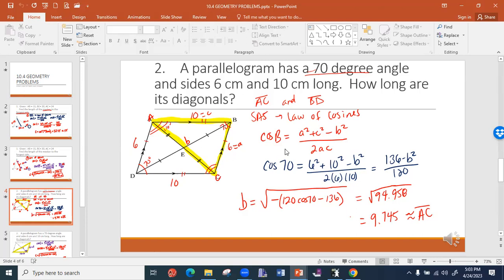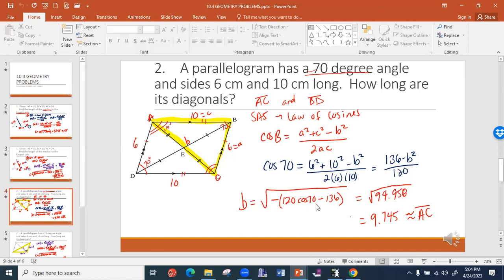In order to do that, I have cosine of B equals a squared plus c squared minus b squared, divided by 2 times a times c. I'm going to substitute all the values in where they go: b, 70, a and c. I simplify. Once I simplify, my goal is now to get b by itself. In order to get b by itself, I'm going to have to multiply by 120, subtract 136, multiply by a negative, and then take the square root. And that's how b becomes by itself.